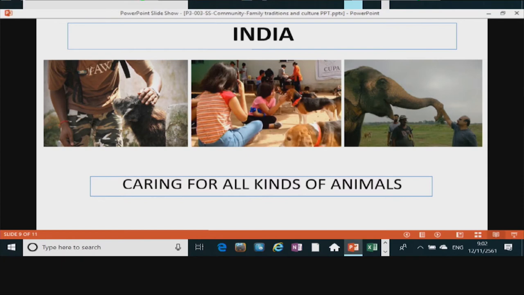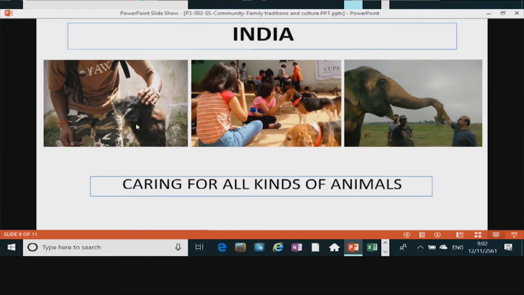What animal can you see in this picture? Elephant. And here we have dogs. And what about here? Is that another dog?